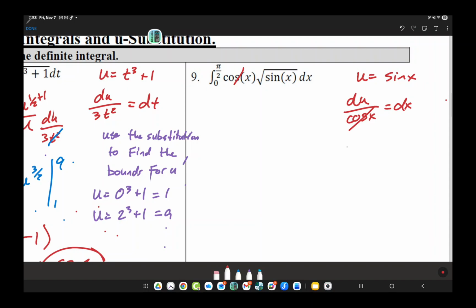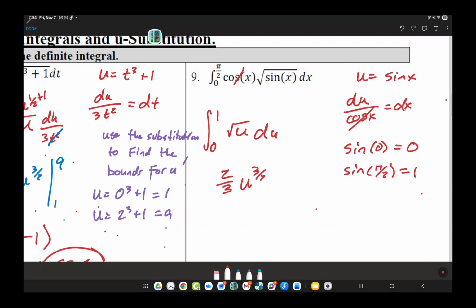And since u is equal to sine x, that means that my lower bound, sine of 0 is 0. And sine of pi over 2 is 1. So we have the bounds from 0 to 1 of the square root of u du, which again, what is the antiderivative of the square root of u? That is 2/3 u to the 3/2 from 0 to 1. All right. And if I plug in 0, I'm going to get 0. So I get 2/3 times 1 minus 0, or just 2/3.